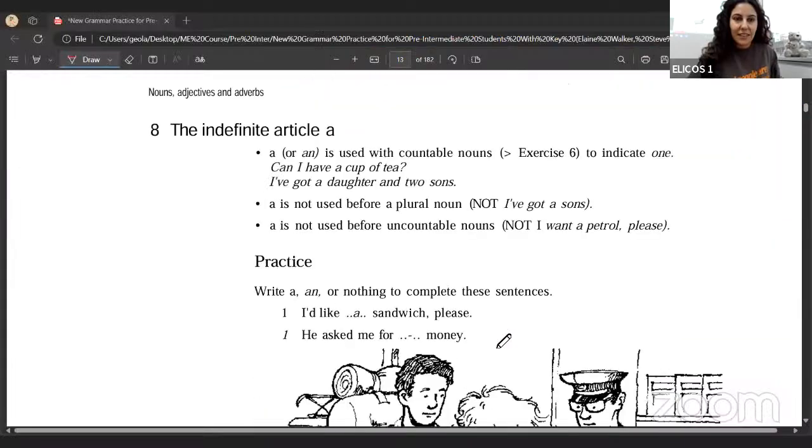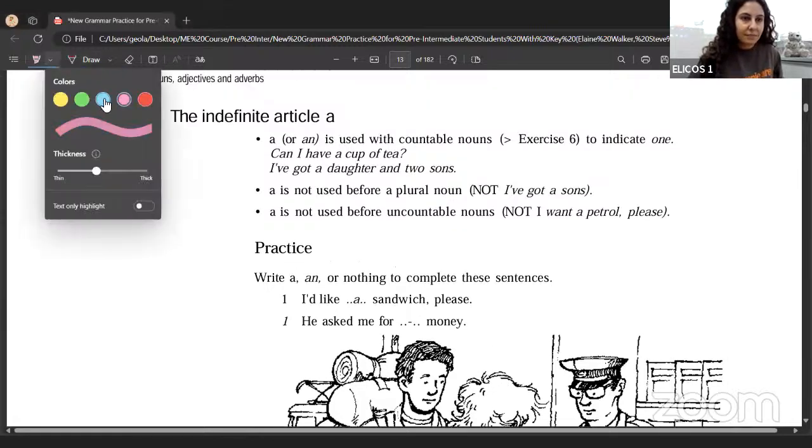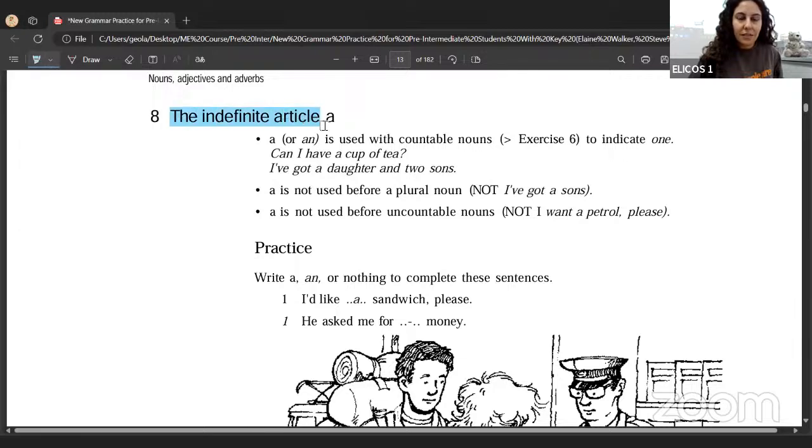So we are here at the next part, talking about the indefinite article, which is a. But remember, it's an if the word starts with a vowel. So we use it with countable nouns. And it just means one, because you can never just put the noun by itself. So, can I have a cup of tea? I've got a daughter and 2 sons.